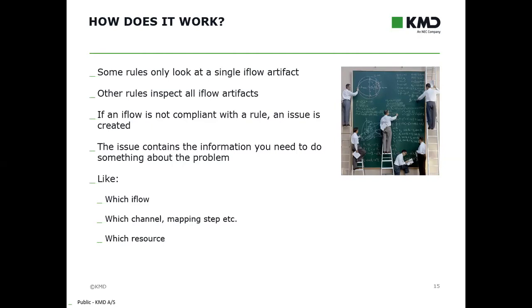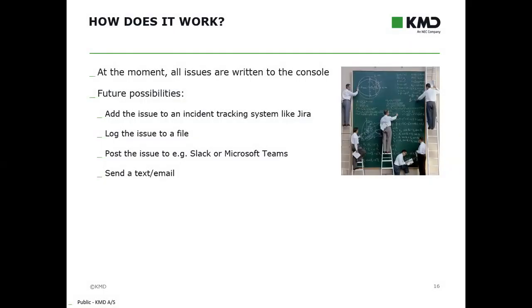And if an iFlow is not compliant with a rule, it creates an issue. And that issue contains the various information you need in order to take action on this problem, right? So which iFlow, which mapping or channel or whatever or resource contains the problem. And that's contained in the issue. And yeah, it's a command line application. So at the moment, all the issues are written to the console, to your terminal.